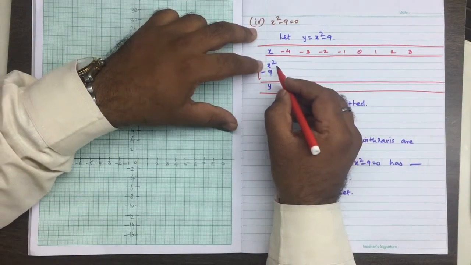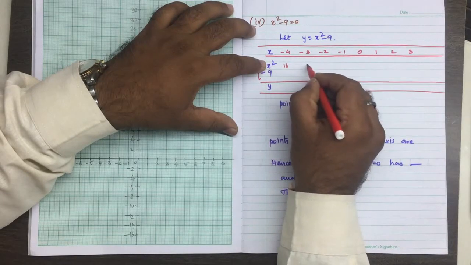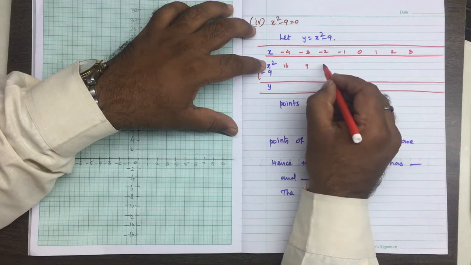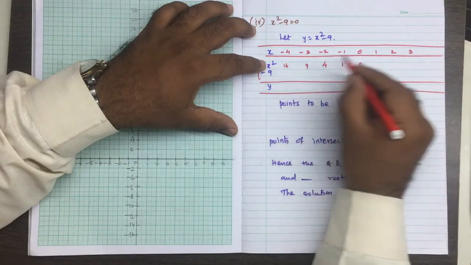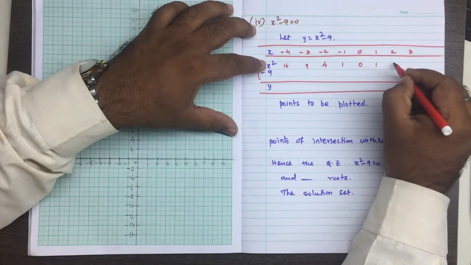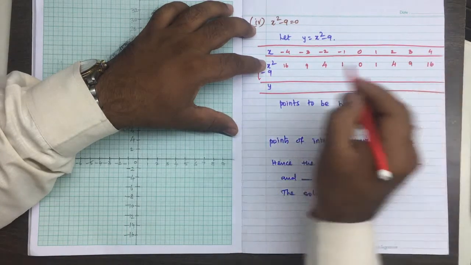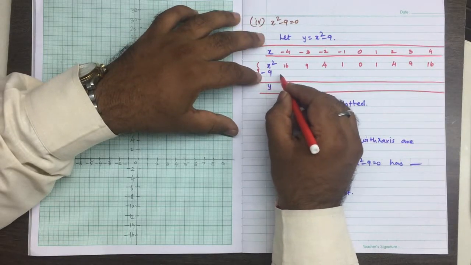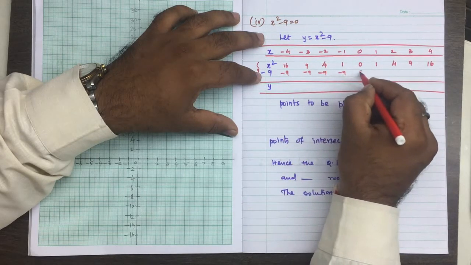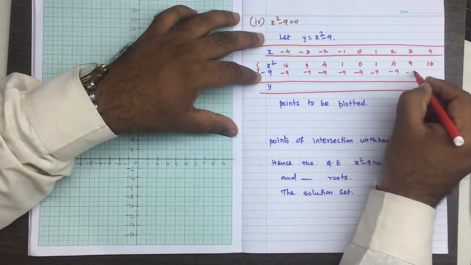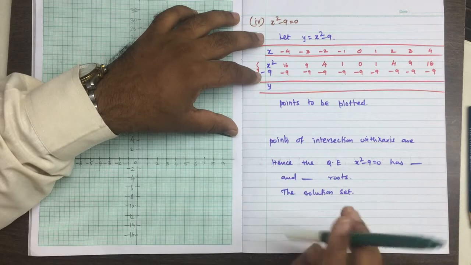So the square of minus 4 is 16, square of minus 3 is 9, square of minus 2 is 4, square of minus 1 is 1, square of 0 is 0, square of 1 is 1, square of 2 is 4, square of 3 is 9, square of 4 is 16, and minus 9 we have to add with all the terms. Finally we will find the value for y.